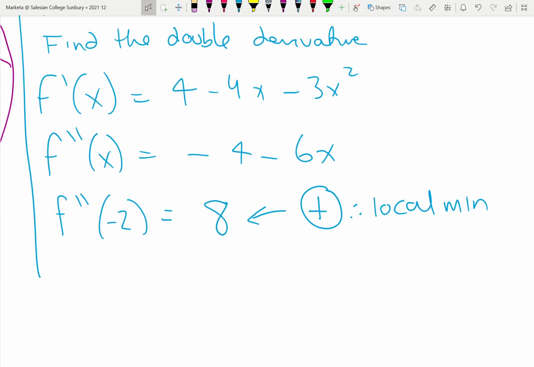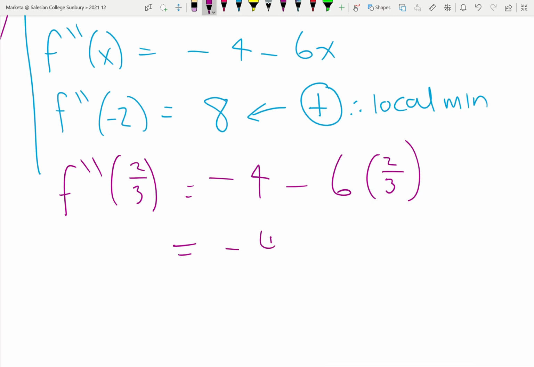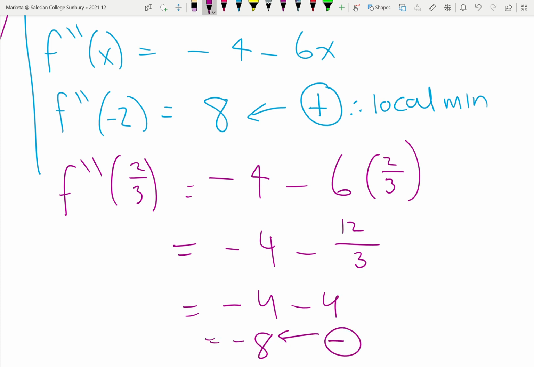And furthermore, we can do the double derivative at 2/3. Where's our double derivative? Negative 4, sorry, minus 6 times 2/3. There we go. I'm just using that equation. I had a bit of a brain blank there. So we get negative 4 minus 12 on 3, which equals negative 8. And this is a negative value for the double derivative, so this means it's a local maximum.